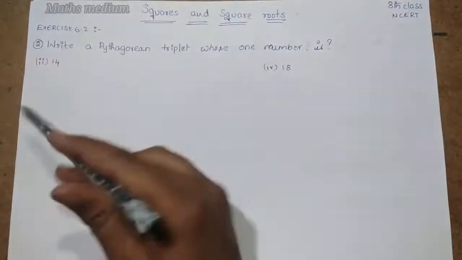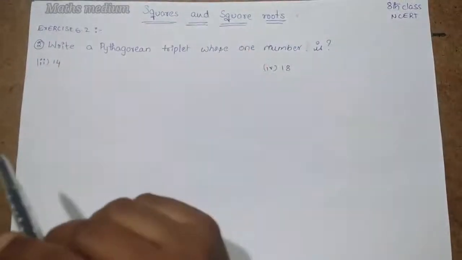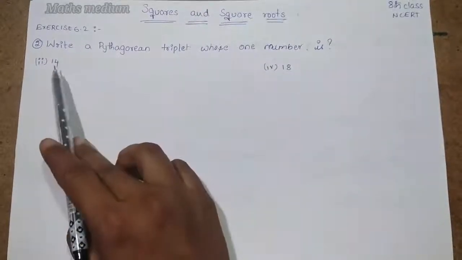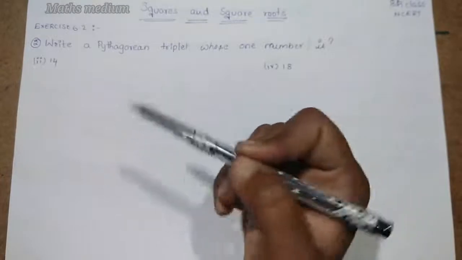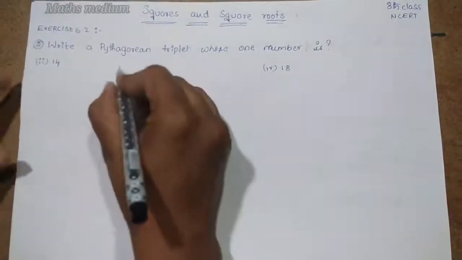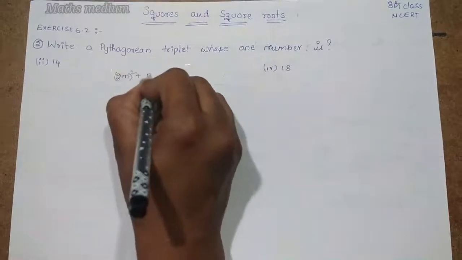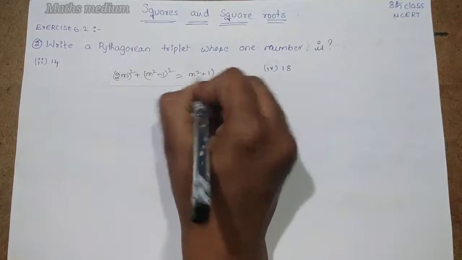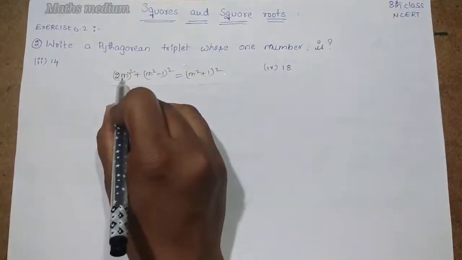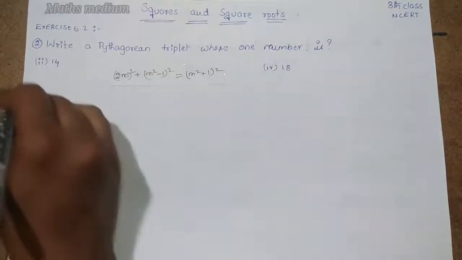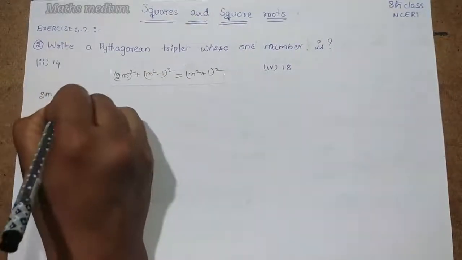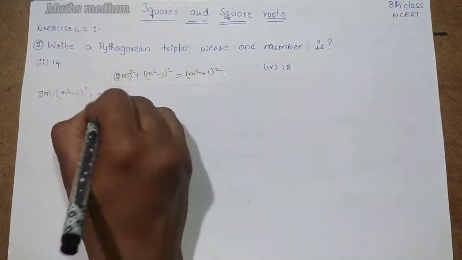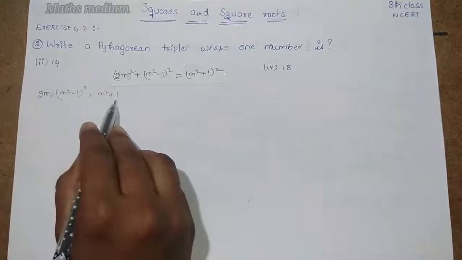Here two numbers I took. In earlier sessions we already discussed the Pythagorean triplet, how to find a Pythagorean triplet with a simple formula. Check the description box. And here 14 and 18 is one of the numbers of a Pythagorean triplet. We know the formula: 2m, m square minus 1, m square plus 1. Here m we have to find and substitute into these two values. These are the three Pythagorean triplets.